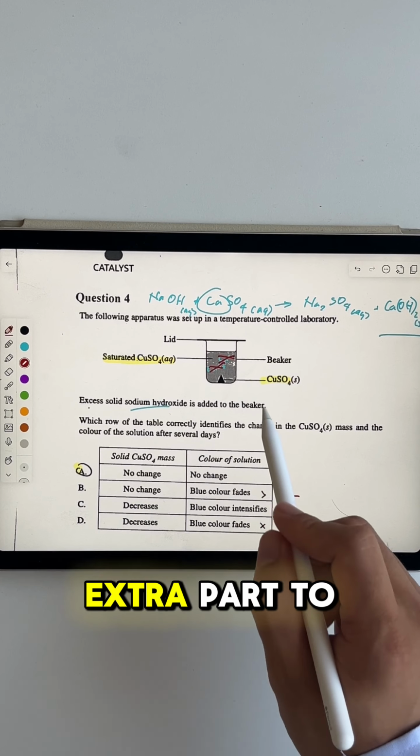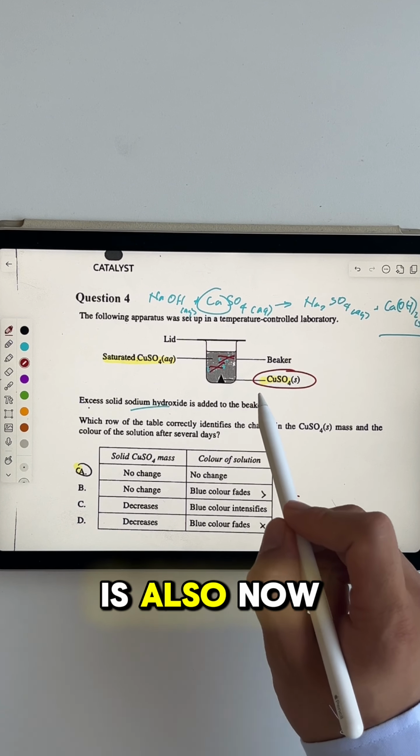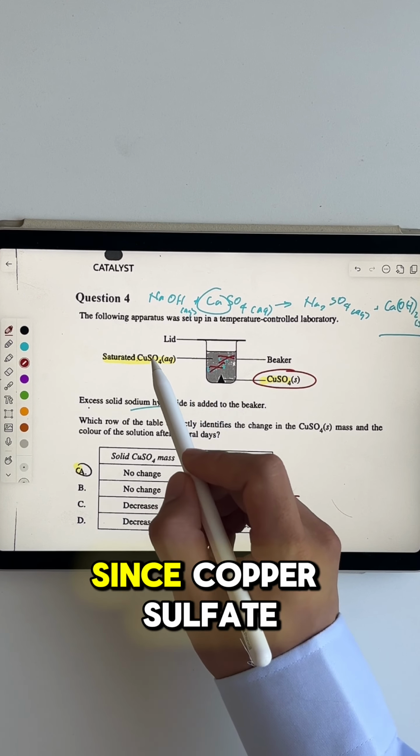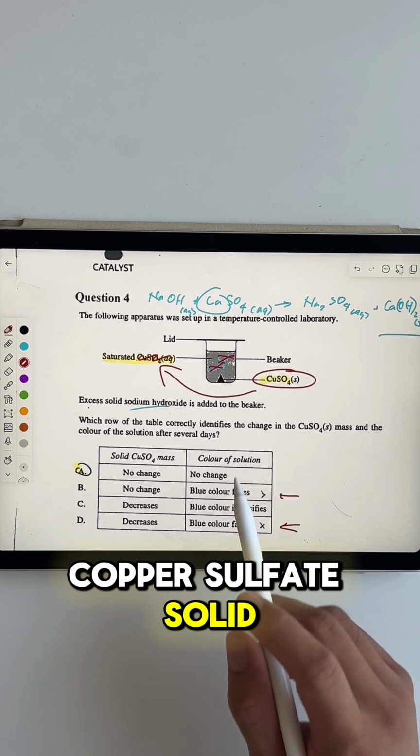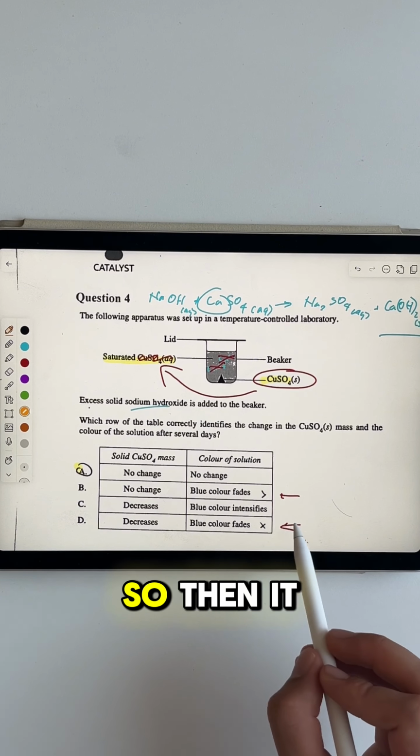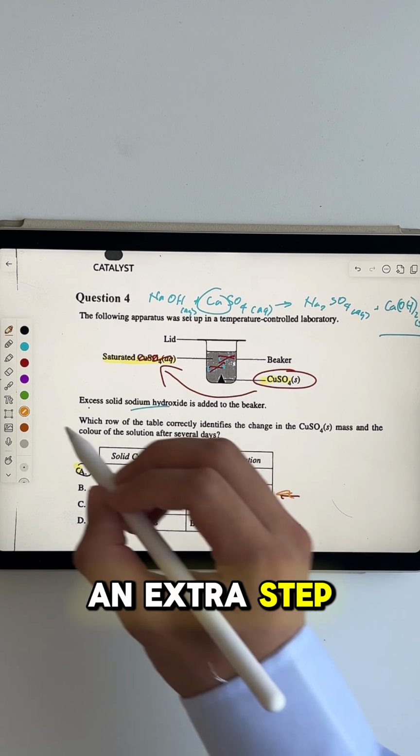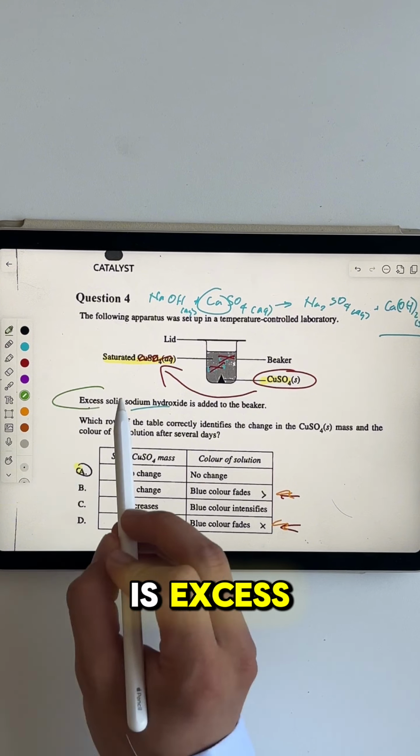However, there is an extra part to this question. The copper sulfate solid at the bottom is also now going to be able to dissolve into solution as it is no longer saturated. Since copper sulfate has been removed, now you can turn some of your copper sulfate solid into copper sulfate aqueous. So then it seems incorrect to go with B and D, but there's actually an extra step as well because the solid sodium hydroxide is in excess.